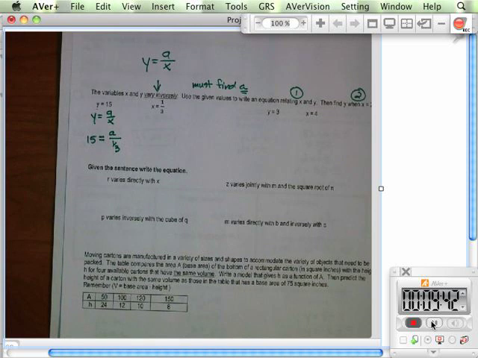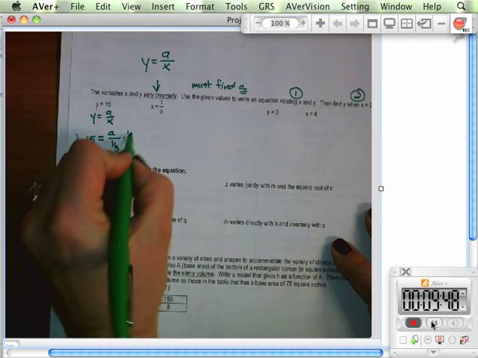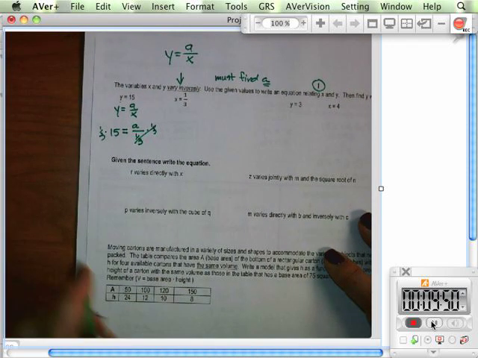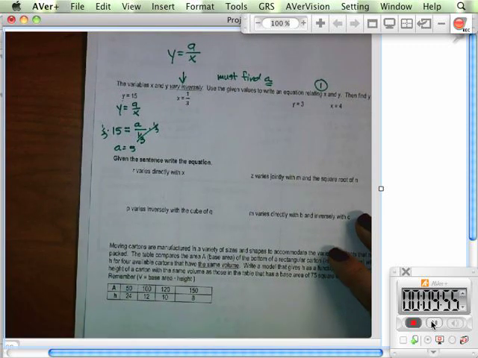So let's get rid of that 1/3 by just multiplying both sides by 1/3. That goes away. A equals 5. Okay, so I still haven't finished my step 1.